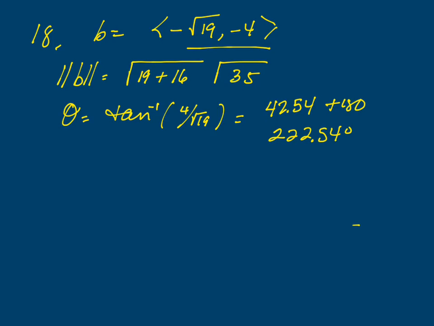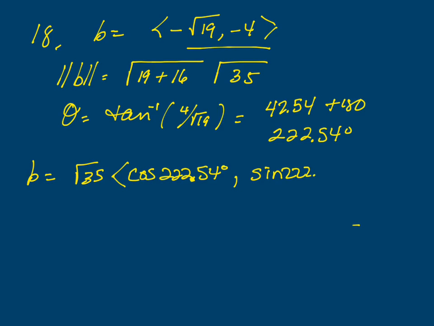So, b is equal to square root of 35, and then cosine of 222.54 degrees, sine of 222.54 degrees. All right, let's go on to number 19. We have r is equal to, it's in ij form, 16i plus 4j.